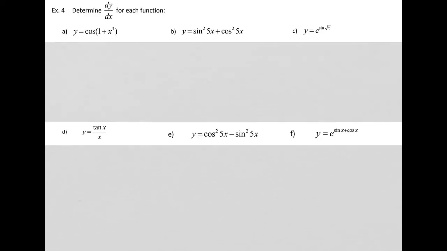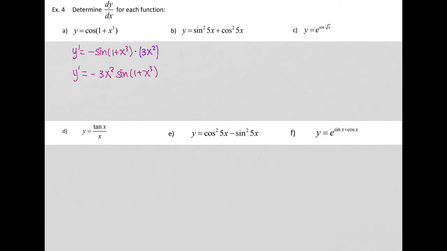Now let's try to differentiate more trigonometry functions. So part A, y prime will be, first thing, you differentiate the cosine, which will become negative sine. Copy down the angle, doesn't change, times by differentiation of the angle, which is 3x squared. And then we will write y prime will be negative 3x squared sine of 1 plus x cubed.